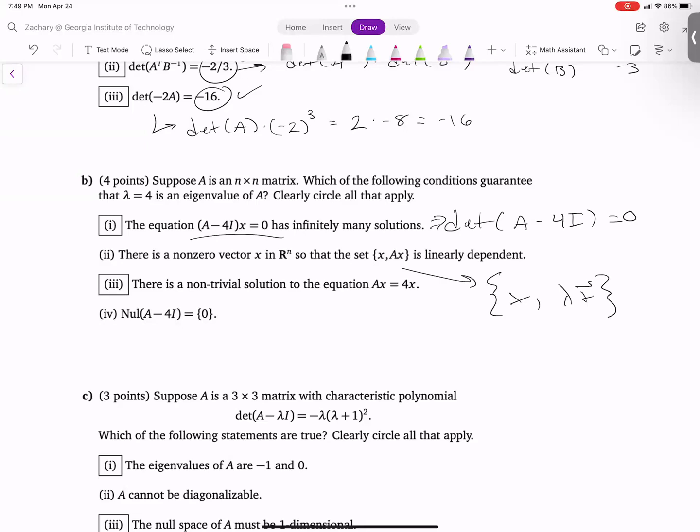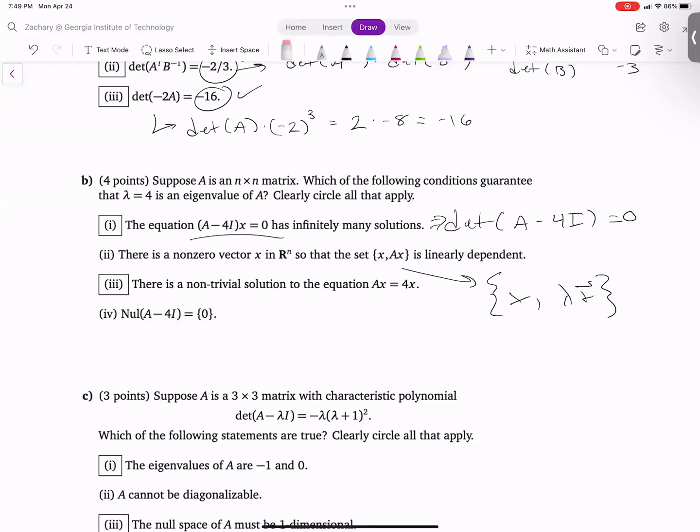The next one says there is a non-trivial solution. So there is a solution to AX equals 4X. What is that the definition of? That's literally an eigenvalue. Yes, it is. It is literally eigenvalues and eigenvectors. That's the whole definition, right? That's the motivation. AX equals lambda X, AV equals lambda V, right? That's an eigenvector.